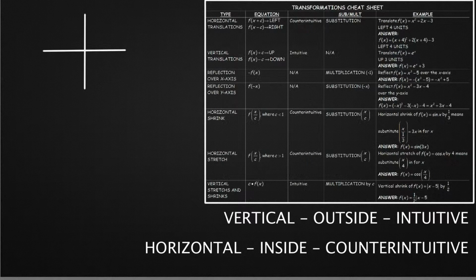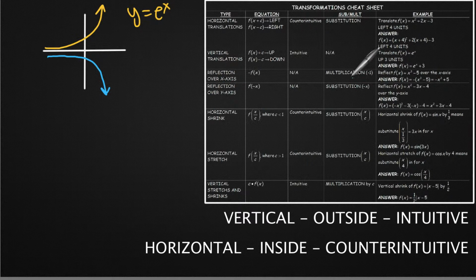Let's say we have the function e to the x. We'll start with that. So y equals e to the x. We want to take that and reflect it over the x-axis so that it ends up looking like this blue function here. Well, notice this is vertical movement. So vertical movement is going to be outside the function and it's going to be intuitive. So we need to reflect it over the x-axis.